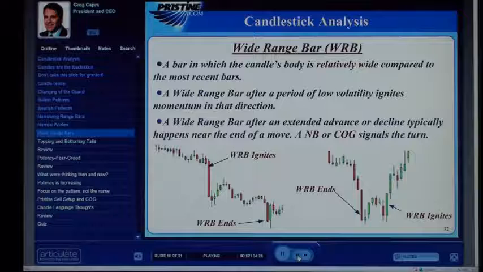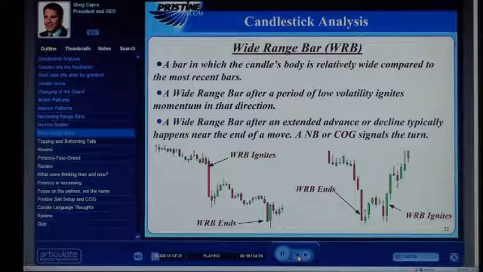The wide range bar. A bar in which the candle's body is relatively wide compared to the most recent bars. Now these can form in two different ways that we're most interested in. A wide range bar after a period of low volatility ignites momentum in that direction.